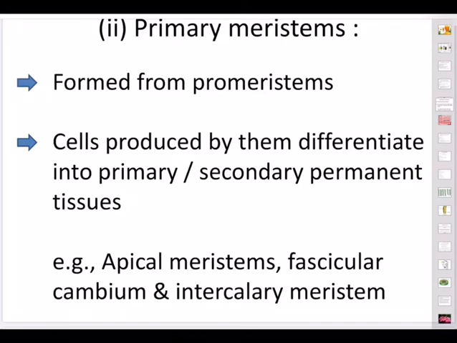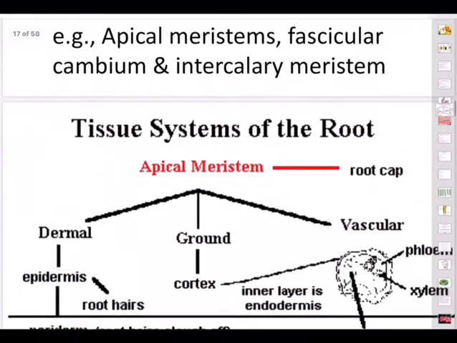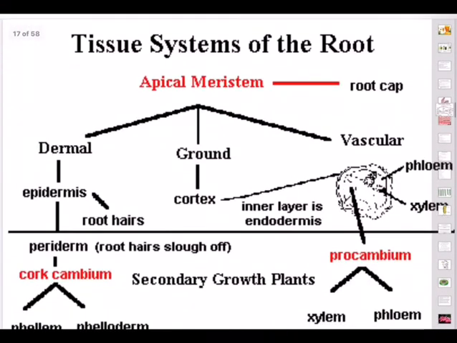Differentiation has started. So just now we said apical meristem, vascular cambium, intercalary. You have seen them. And what are all the tissues that we see in a root? Apical meristem will be present in the root cap. Dermal, ground tissue, vascular tissue. These are the three: dermal, ground, and vascular.